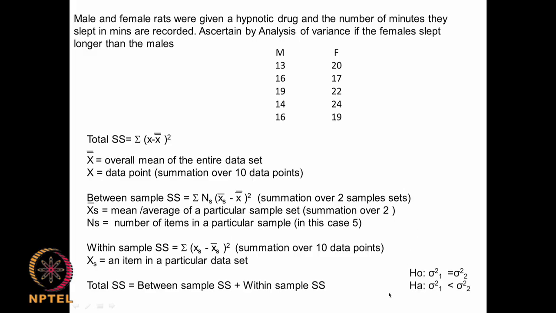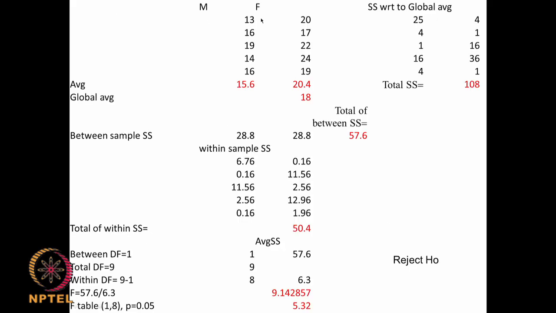Okay. So, here your H naught will be sigma 1 square is equal to sigma 2 square, but then that means there is no difference, whereas HA will be sigma 1 square less than sigma 2 square, that means male slept less than female. Okay. We can do this at 95 or 99 percent depending upon what you want to take it up as. Okay. So, that is what we are doing now.